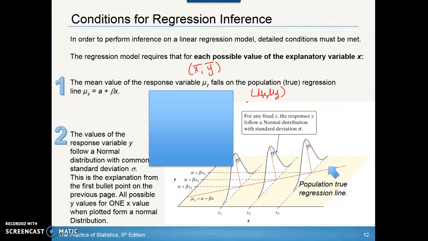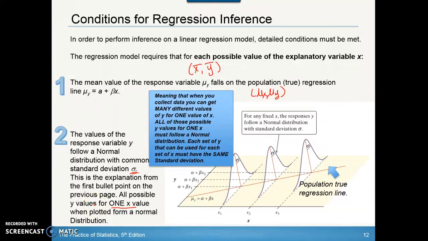The second one is, and this is the one that's a little bit confusing, the values of the response variable y follow a normal distribution with a common standard deviation. This is the explanation from the first bullet point on the previous page. All possible y values for one x value, when plotted, form a normal distribution.